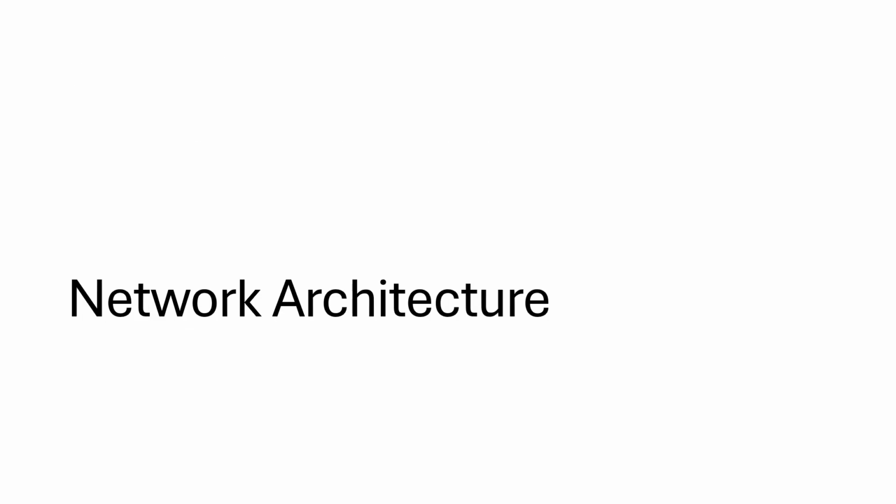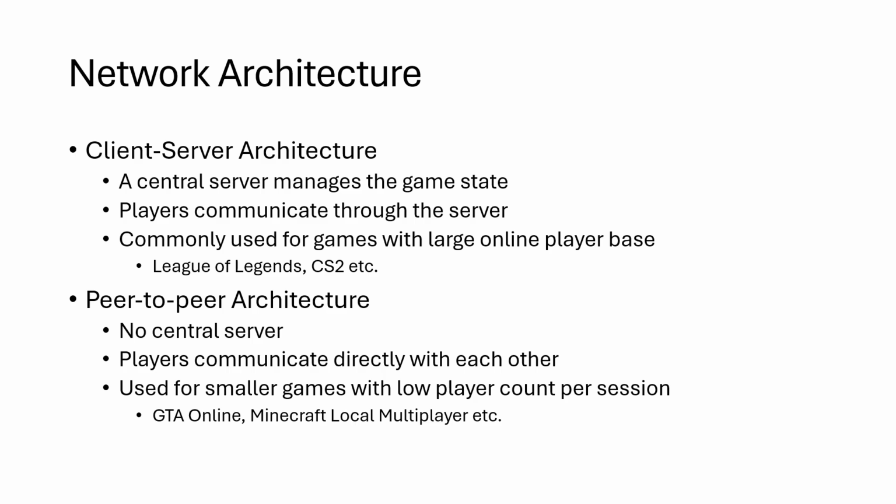The first thing that we need to know about when it comes to designing a multiplayer game is to figure out what network architecture you want to use. There are 2 main types of network architecture that you can use. The first one is a client-server architecture. This is the architecture where you have a server hosted somewhere in the world that manages the entire game state.